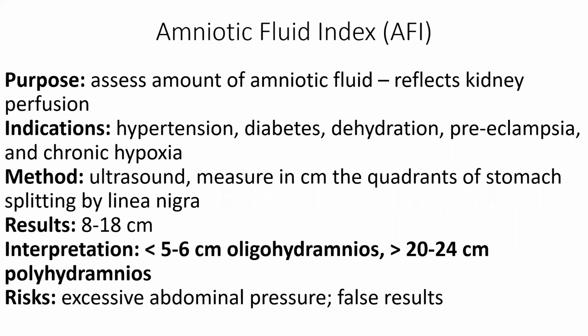If it is 5 to 6, that means polyhydramnios, or less than 5 to 6. Pretty much that oligo there means that it's not enough. Think about hypo, stuff like that. If it is more than 20 to 24 centimeters, we have poly. Poly just means a lot.